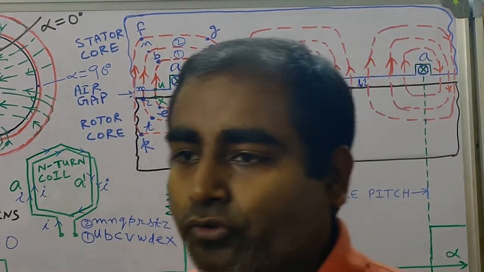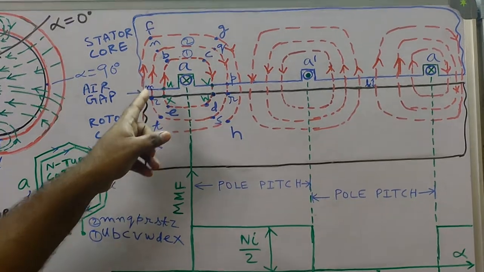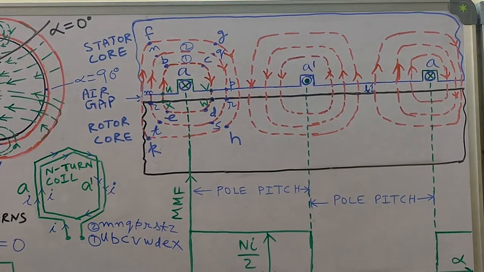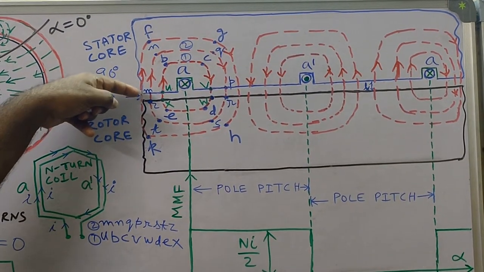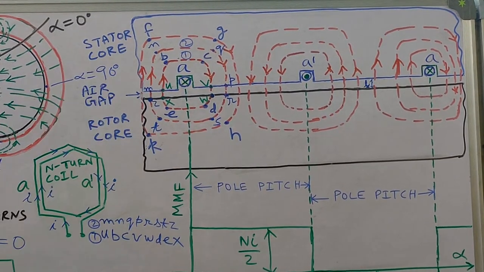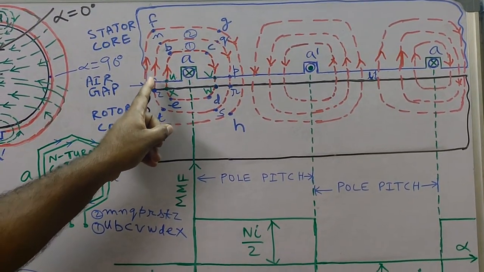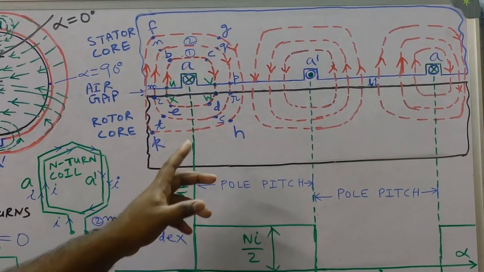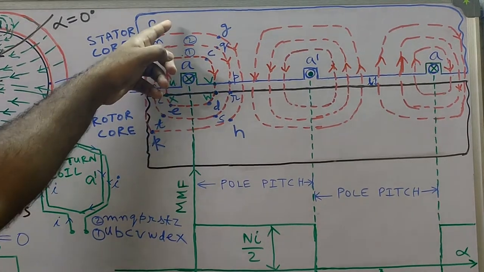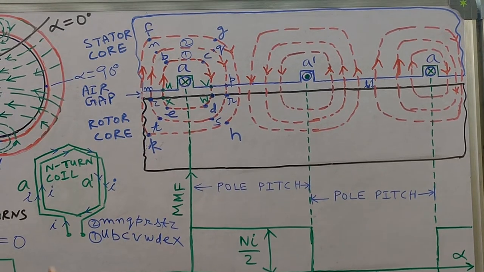That means, if you think clearly, you will find that the reluctance offered by path number 1 and the reluctance offered by path number 2 are equal. Why are they equal? Because the length of the air gap in path number 1 and 2 are equal. However, the length of the magnetic path in the stator core iron and rotor core iron is not equal for path number 1 and 2. But again I am saying the reluctance of the stator core and rotor core do not count because we have assumed they have infinite permeability. So reluctance offered is zero.